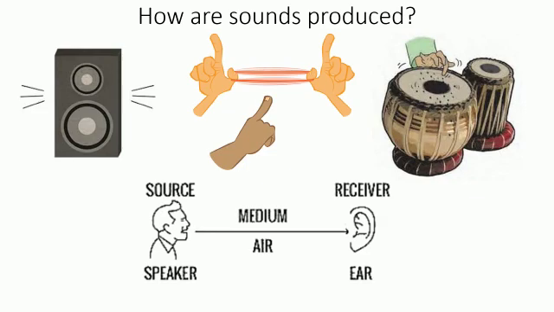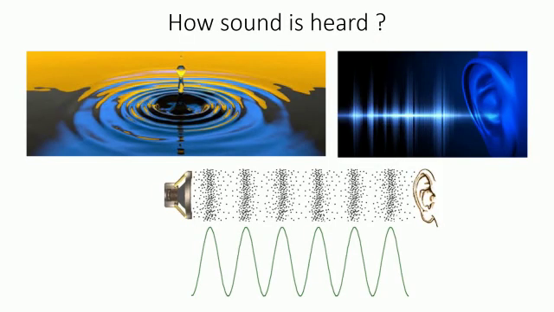The vibration of an object is necessary for the production of sound. As long as the object is vibrating, the sound is heard. When the vibrations stop, the sound also stops. The object due to which sound is produced is called the source of that sound.